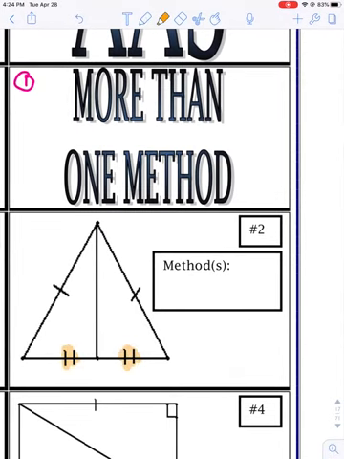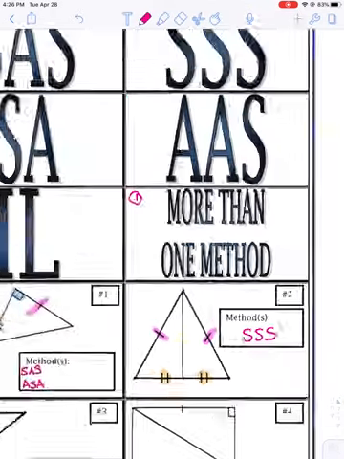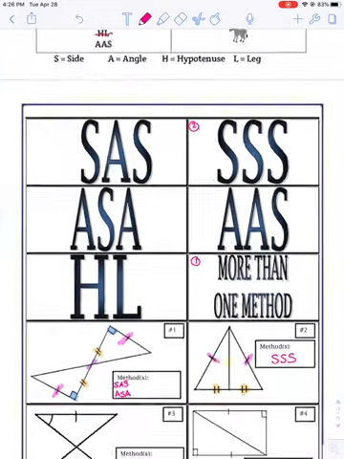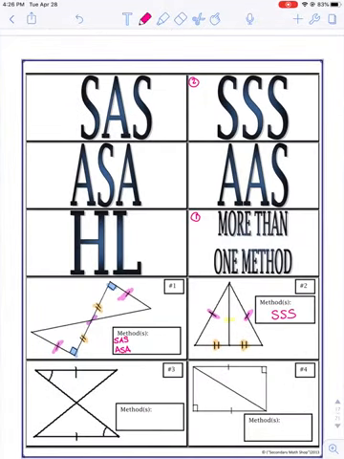So I'll do one more with all of us together. Number 2. I see that those two are the same. These two are the same. And then they share this one down the middle. I don't know anything about their angles though. So this is going to be just side, side, side. That's the only option. So that one is going to fall under the side, side, side category. And then I'd keep going from there.